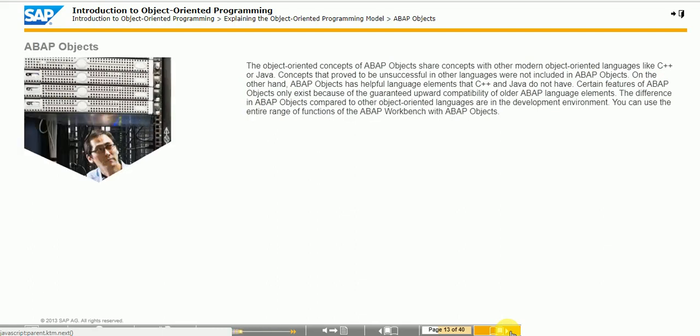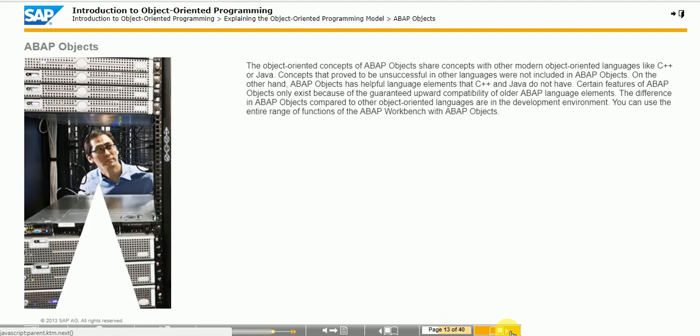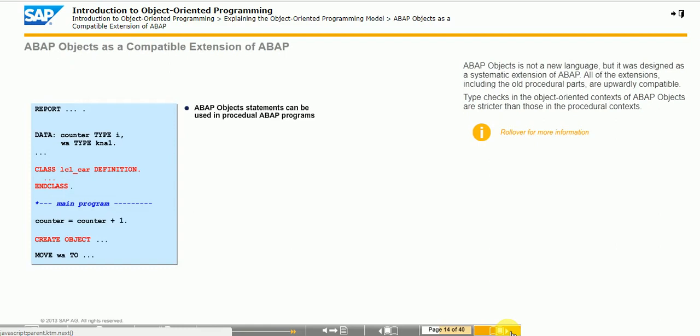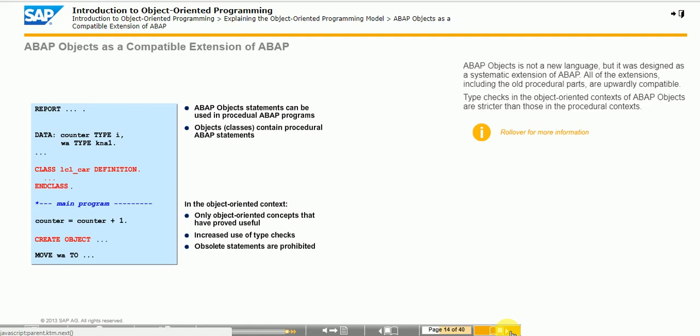You can use ABAP object statements in procedural ABAP programs. To develop ABAP objects, SAP cleaned up the ABAP language in the object-oriented contexts. This means that obsolete statements lead to syntax errors. For a list of obsolete language elements, refer to the ABAP keyword documentation. ABAP prohibits the use of obsolete statements in the object-oriented context.